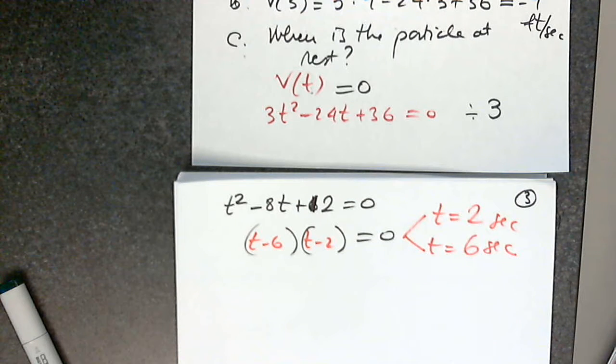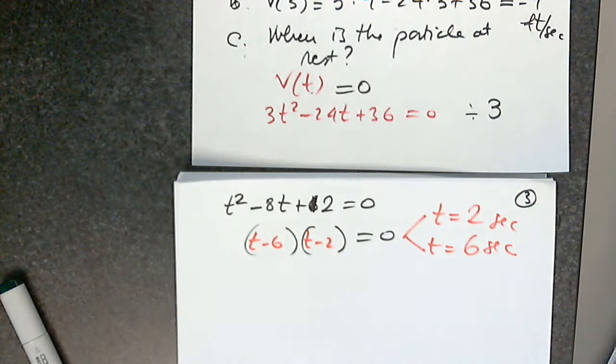So one more time, this was part C. When is the particle at rest? Are we okay so far? Okay, perfect. D, when is the particle moving in the positive direction? Okay, so I have to look at the velocity function. Every time the velocity function is positive, the particle is moving in the positive direction. Every time the velocity is negative, the particle is moving in the negative direction.